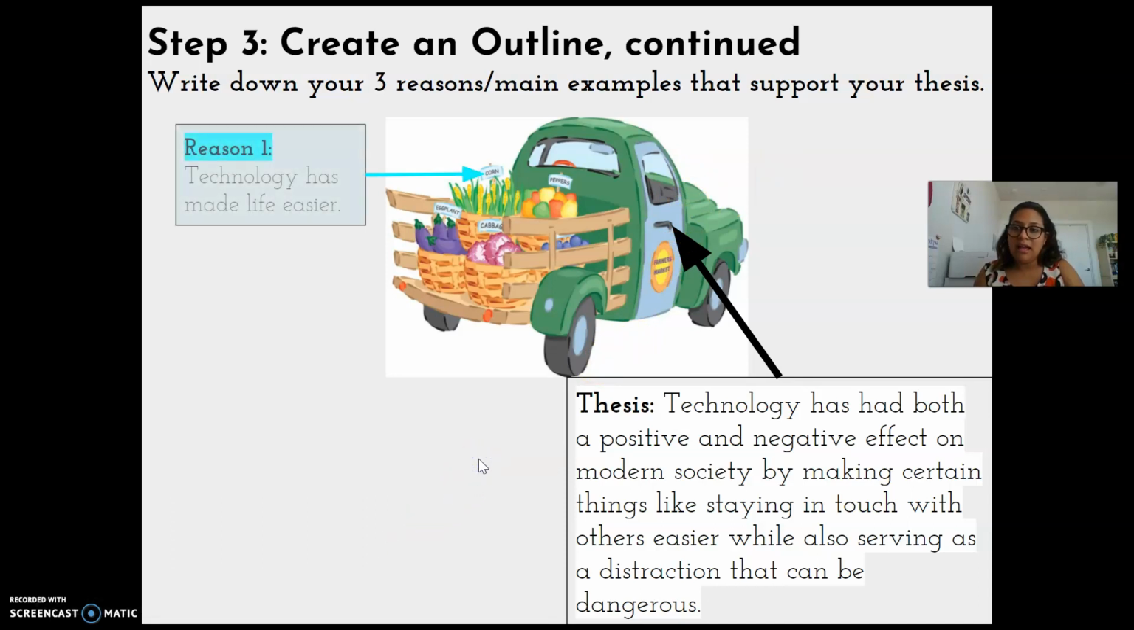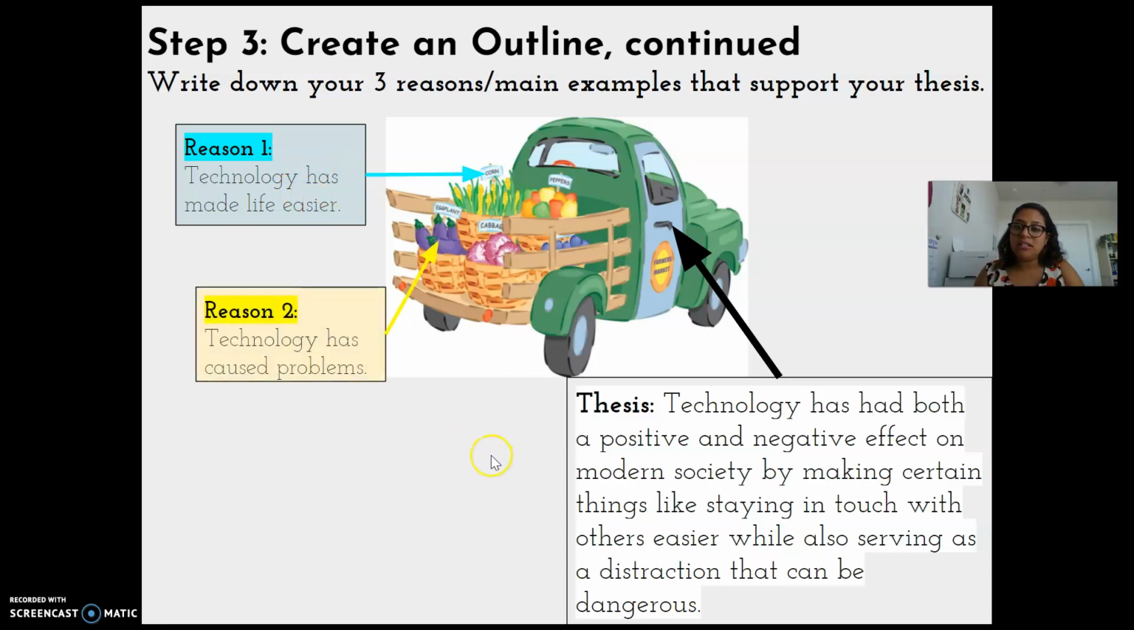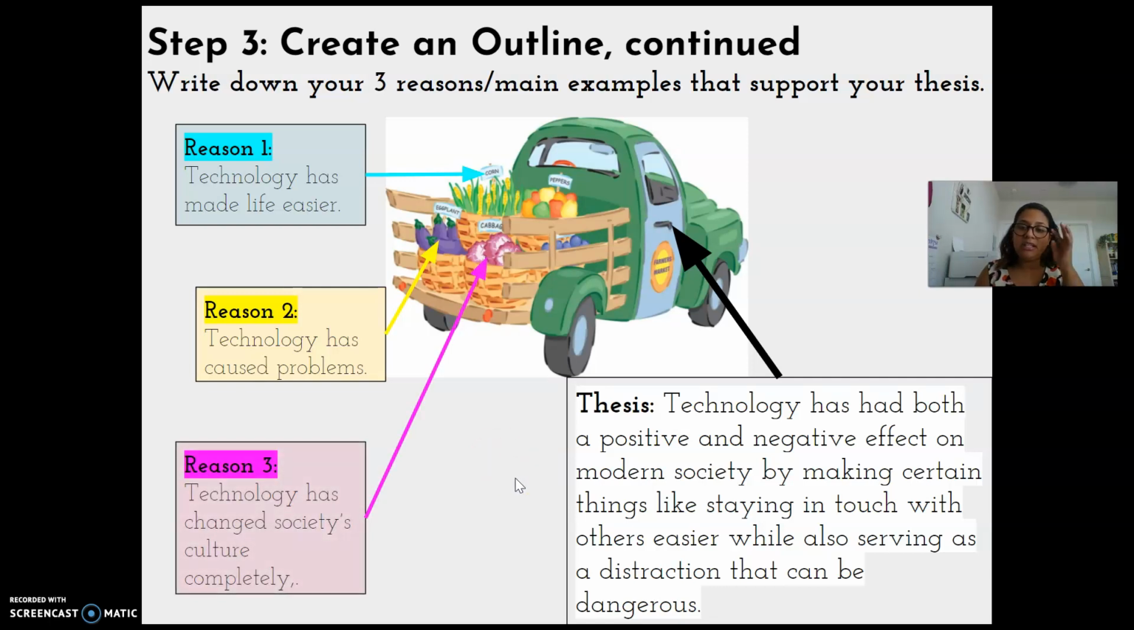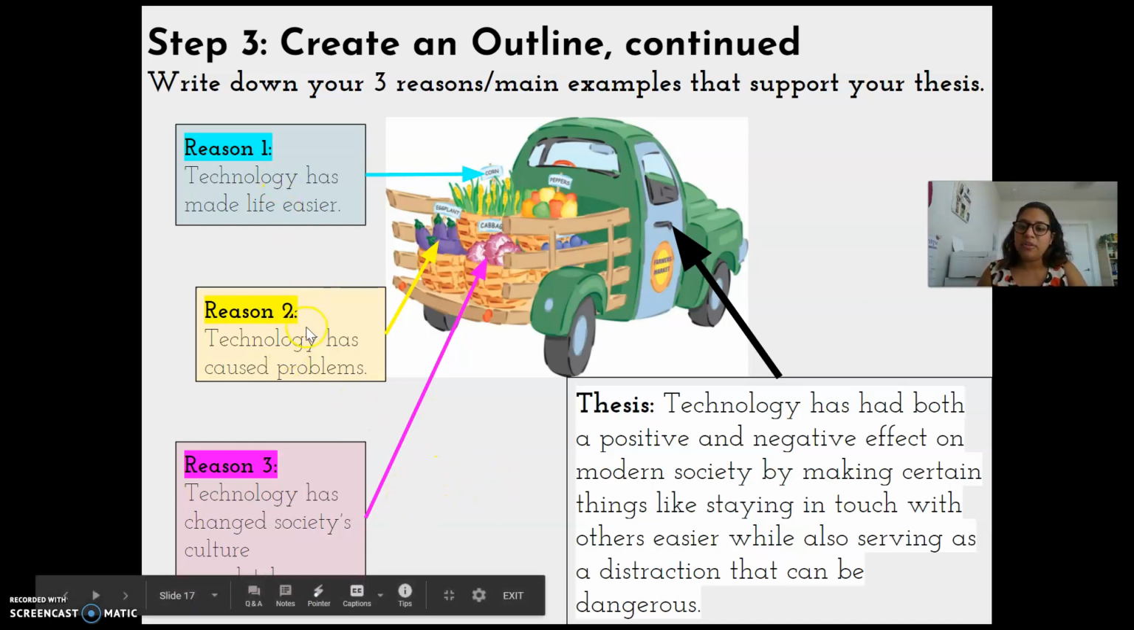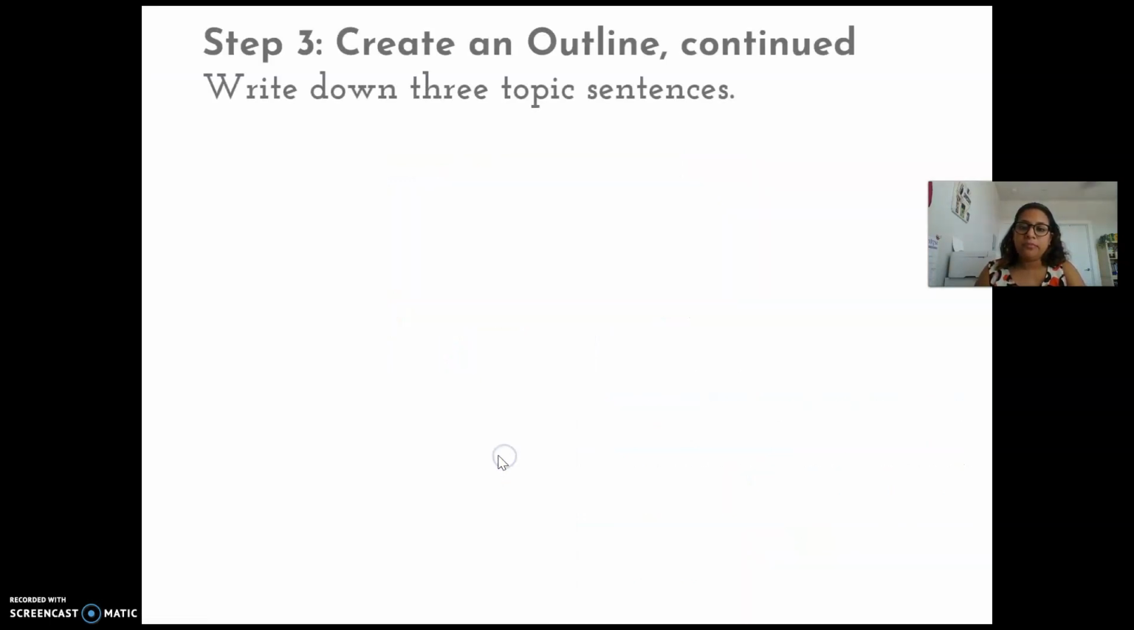So let's look at a potential first reason using the same example. Reason number 1 could be that technology has made life easier. Reason number 2 could be that technology has caused problems. And reason number 3 could be that technology has changed society's culture completely. Remember, I was being asked to describe the effects that technology has had on modern society, and these are 3 effects that I can think of.